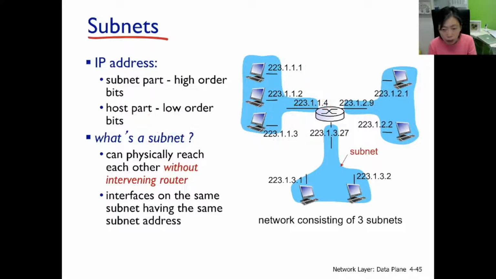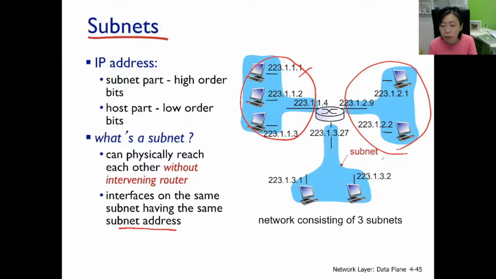Now, only the interfaces that are physically connected will share the same subnet address. So this is subnet 223.1.1. This is subnet 223.1.2, and this is 1.3. So each of them is a subnet, but these two are not in the same subnet because there's a router intervening.